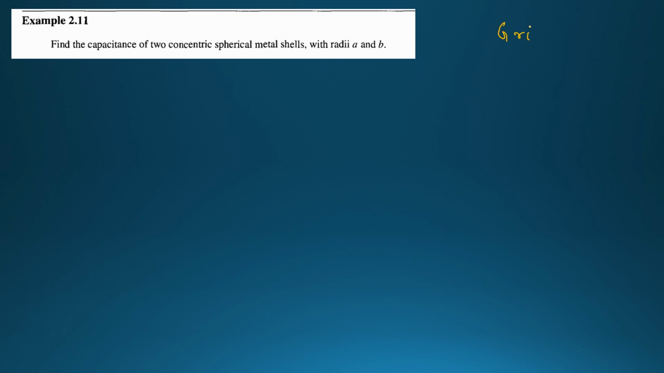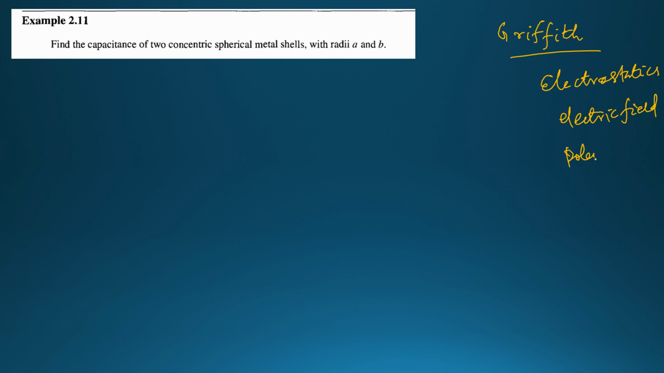Okay, so here is an example from Griffith. Find the capacitance. We have solved electrostatics questions involving electric field, electric potential, potential energy, and work done. So these questions we have done so far. This chapter is basically capacitance, conductors, capacitance.